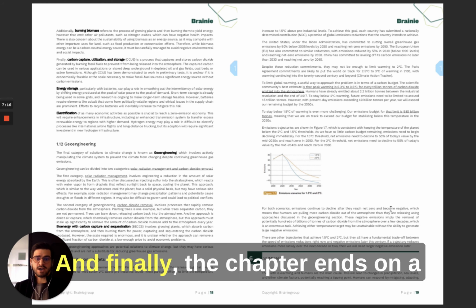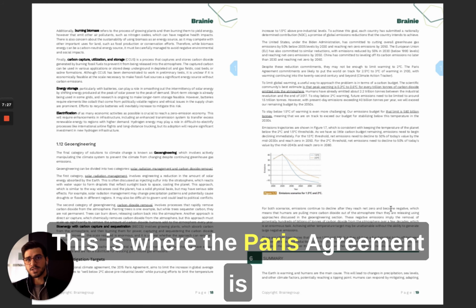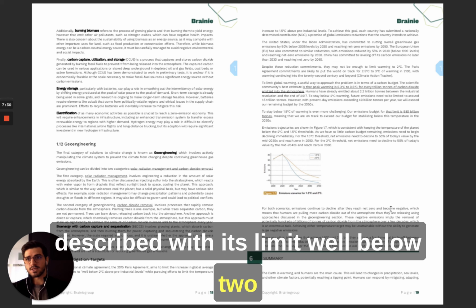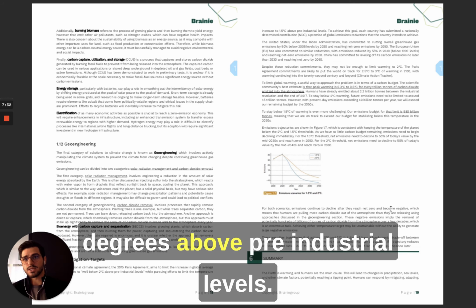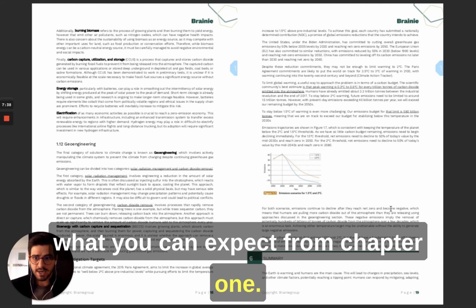And finally, mitigation targets. This is where the Paris Agreement is described with its limit well below 2 degrees above pre-industrial levels. That's a bit of an overview of what you can expect from Chapter 1.